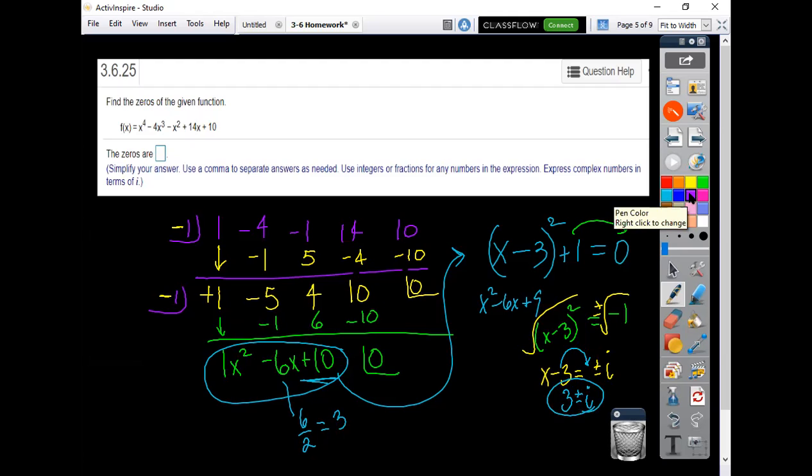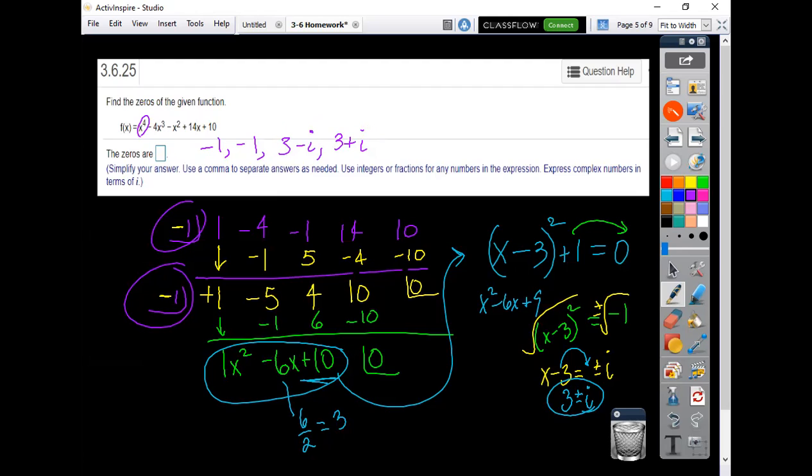So I should have 4 zeros. And if I remember, if you have more than one, write it twice. Use integers, fractions, use commas. Well, the last problem said that, so I'm not sure on this one if we need to or not. So the zeros are, I bet we need to, -1 and -1 because we had it twice as a double root or multiplicity 2, and then 3 minus i and 3 plus i for my 4 zeros or roots in this problem.